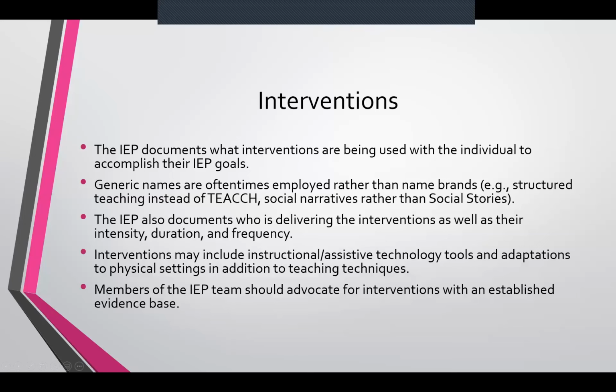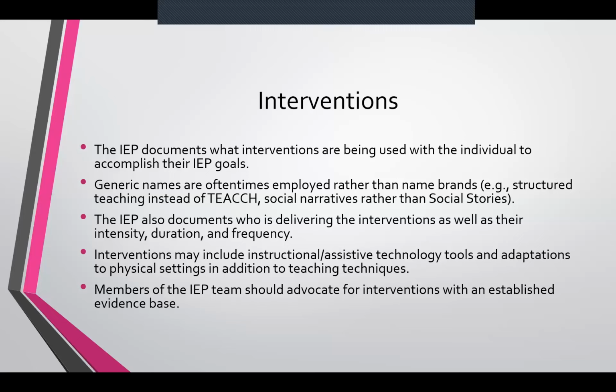Okay, the IEP is also going to document what interventions are being used with the individual so that they can meet those IEP goals. A lot of times you will see in the IEP that they list generic names rather than some of the name brands. For example, a couple of sessions ago, we talked about TEACH as an education program that was a comprehensive intervention that has emerging evidence, right? TEACH is kind of the brand name. What you'll oftentimes see in an IEP would be the term structured teaching. So that's a lot of those approaches from TEACH, but with a more generic name for it.